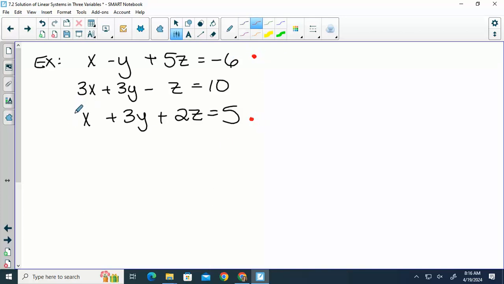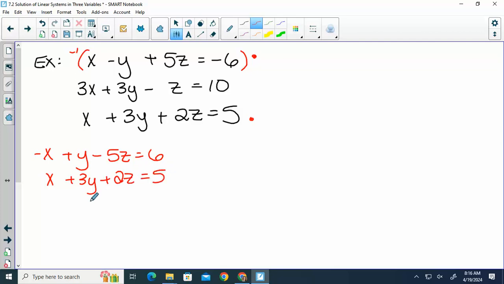If we want to get rid of x, we have to take one of these times -1. Do you guys have a preference which? Yep. So if I took the first one times -1, you get -x plus y minus 5z equals 6, and x plus 3y plus 2z equals 5. If we add those together, x's drop. So 4y minus 3z equals 11.